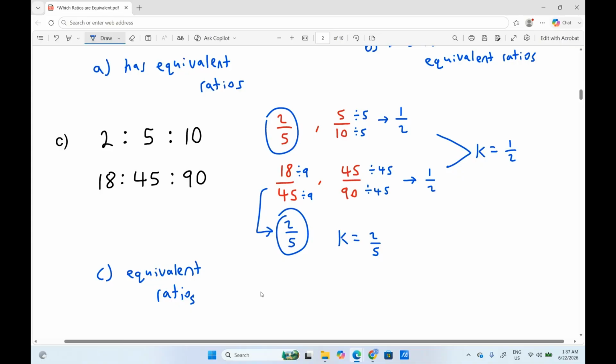So now back to our original method of solving this using the constant of proportionality. So hopefully that gives you an idea with regards to how to figure out if ratios are equivalent.